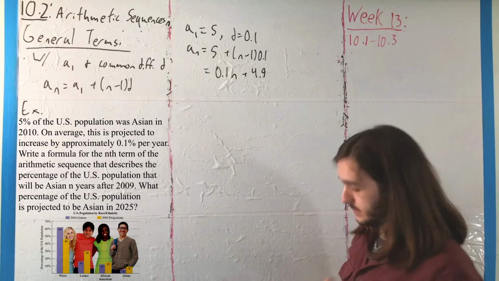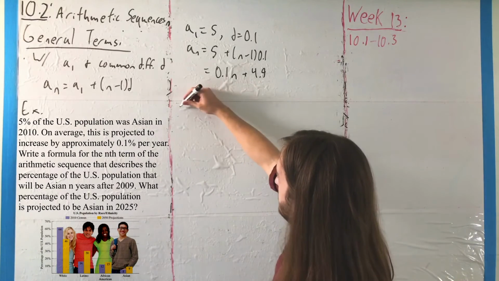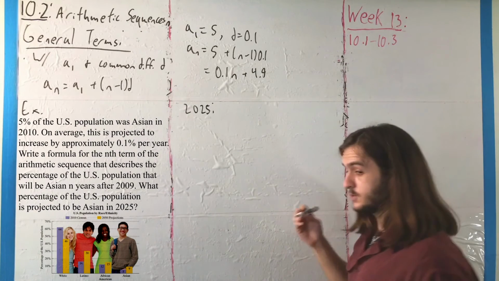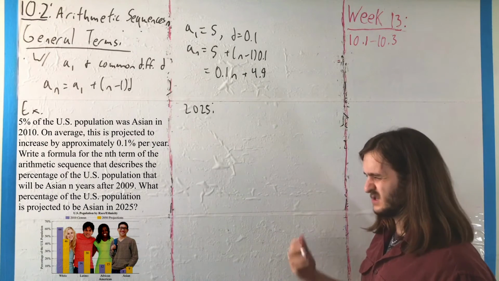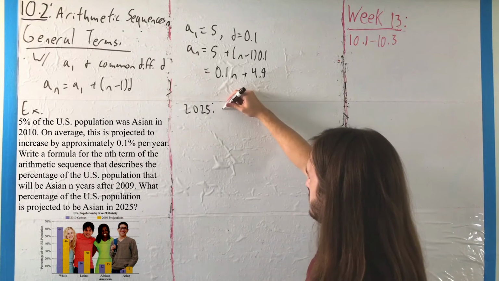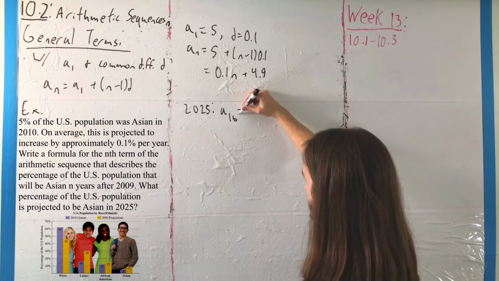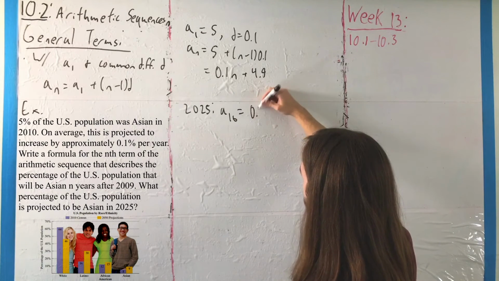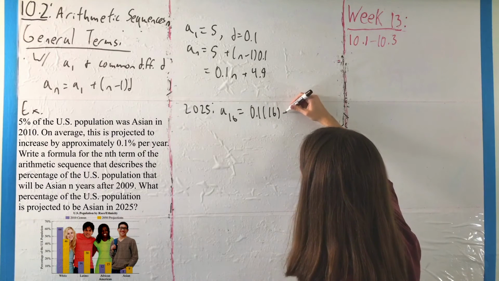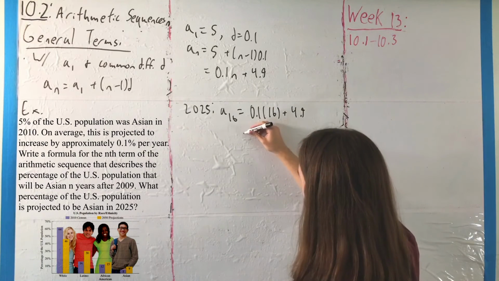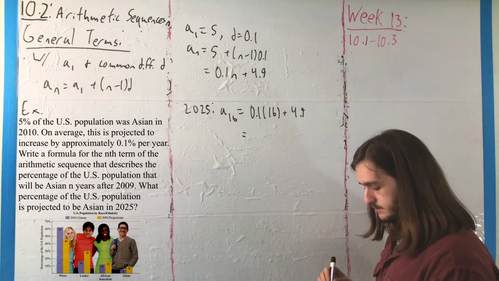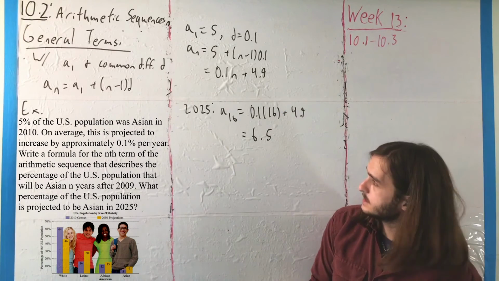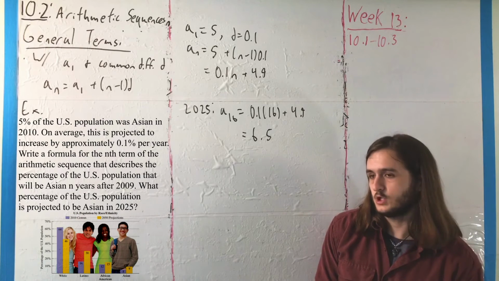So if we want to get that last value, that projection in 2025, what we need to understand there is that 2025 is 16 years after 2009. Just think a little carefully with that. And that means we're looking for a16. So that would be 0.1 times 16 plus 4.9, or 1.6 plus 4.9, which is to say that in 2025, according to our model, we project that 6.5% of the US population will be Asian.